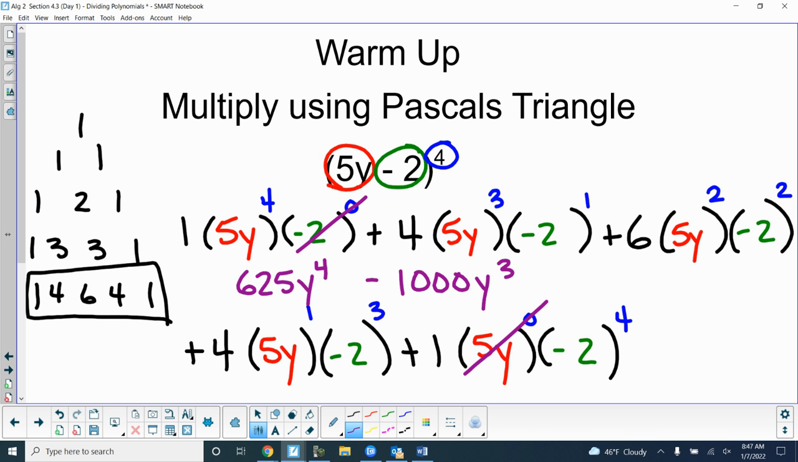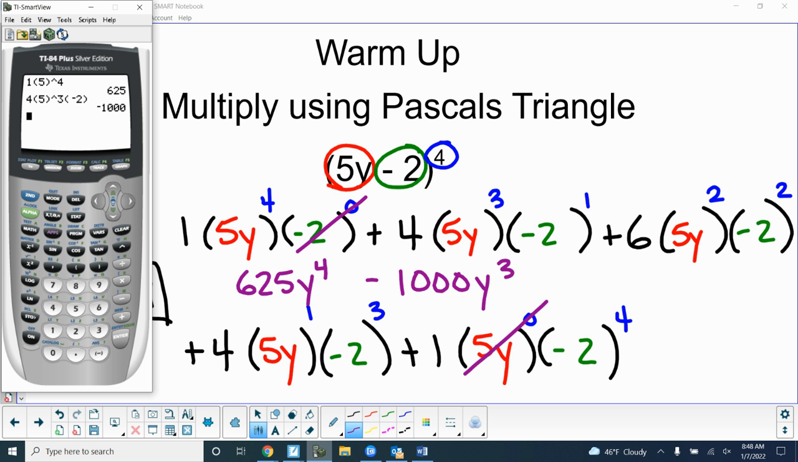When you have a minus sign in your binomial, it's going to be a positive, negative, positive, negative. It's always going to alternate. Okay? When it's a plus sign in your binomial, it's always addition. Okay? So questions on how I got 1,000? All right.